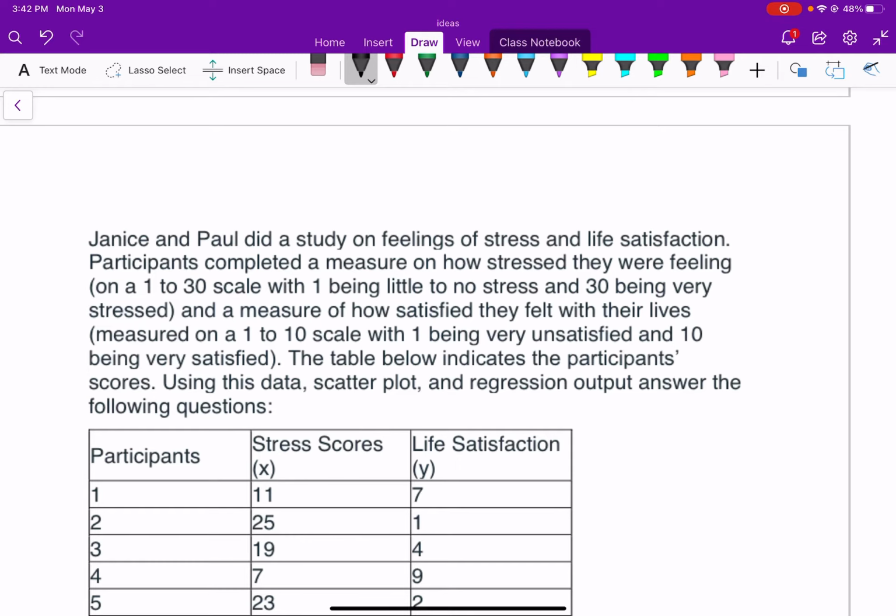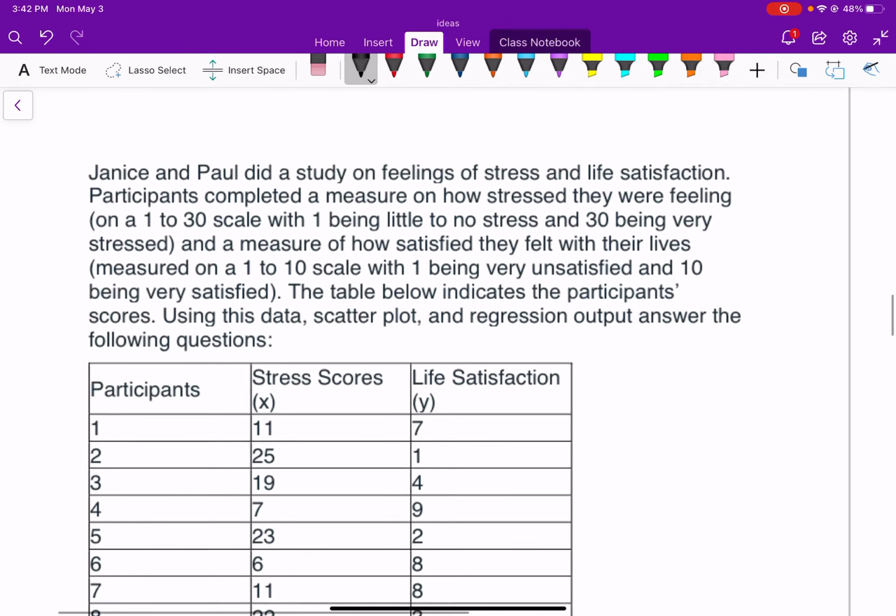So you can see right there, just from the way the scales are measured, that most likely this is going to be a negative correlation, because the more stressed I am, the higher I go from 1 to 30, the assumption would be the lower my life satisfaction would be. So since I'm going in that opposite direction, as my stress level goes up, my life satisfaction goes down. That usually is a key to a negative correlation.